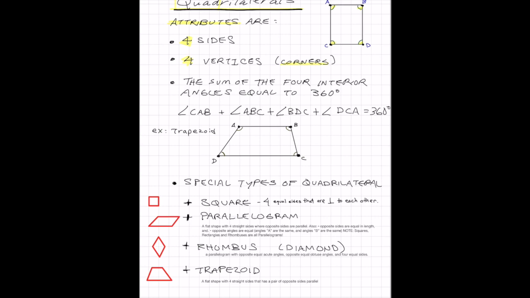The next definition that must be part of it is the sum of four interior angles equals 360 degrees. So that means if you add up angles CAB, ABC, BDC, and DCA of this quadrilateral, then they all must equal 360 degrees. No matter what quadrilateral we're talking about, it will always come out to be 360 degrees as a total.